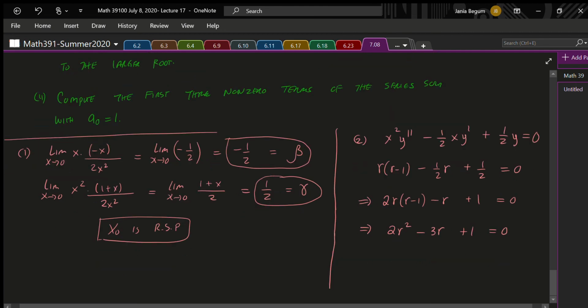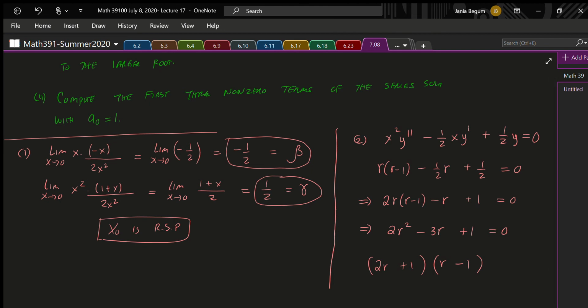Okay, so factor this. Can we factor it? I think we can, right? 2r and then r minus 1 plus 1. I think that will do. Let's just double check. 2r squared minus 2r minus... Hold on. Why doesn't it work? Oh, oops. Yeah, that will work. Yep.